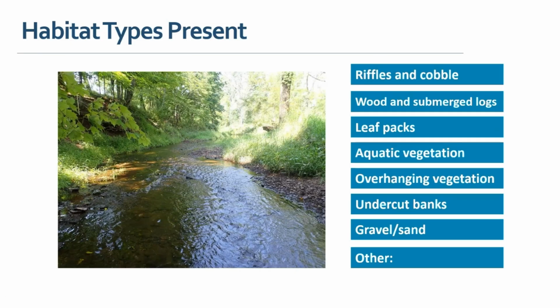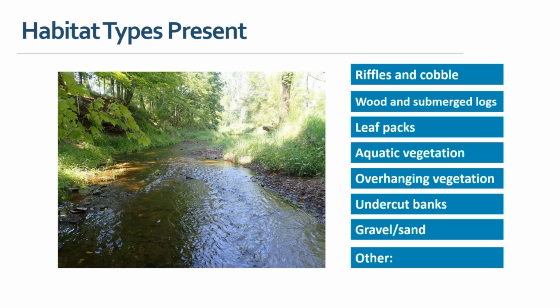And remember yesterday, Erin was talking about the different habitats that macroinvertebrates like to live in. So in this question on your data sheet, you're just going to check off the ones that are present. So are there riffles and cobble? Is there wood and submerged logs? Are there leaf packs? Is there aquatic vegetation?